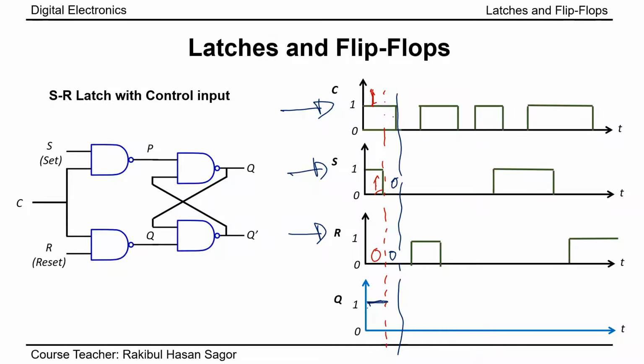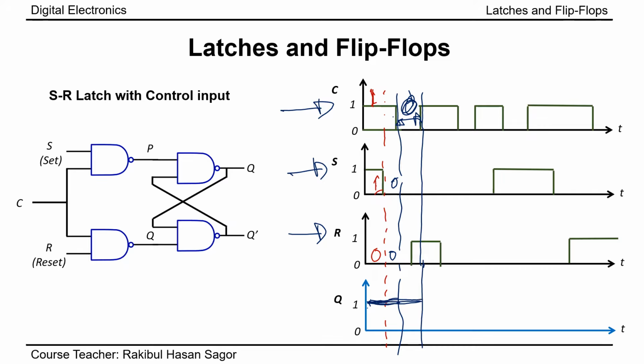As S equal to 0, R equal to 0, it will hold the previous data. The previous data is 1, so it will continue the value 1. Now from here to here, we do not care about the input S and R, because for this portion the value of the control signal is 0. When we have C equal to 0, we do not care about the value of S and R. It will hold the previous data. So it will hold the previous data up to this much.